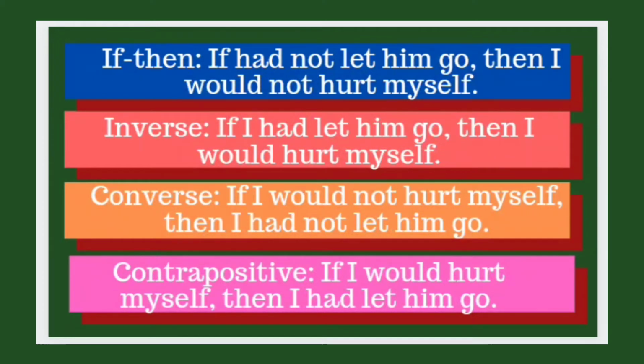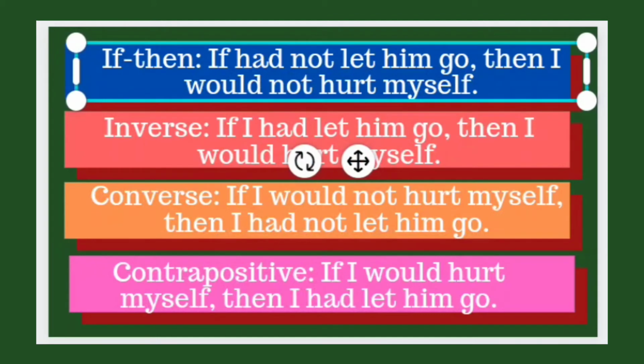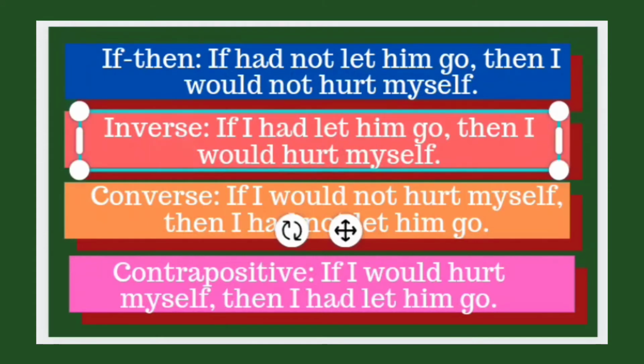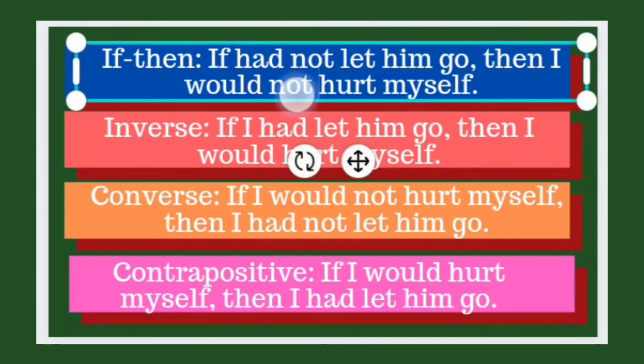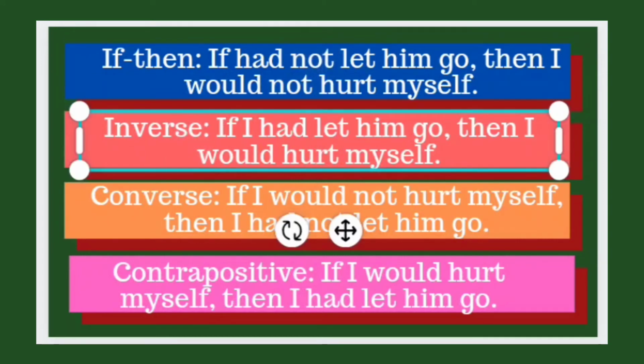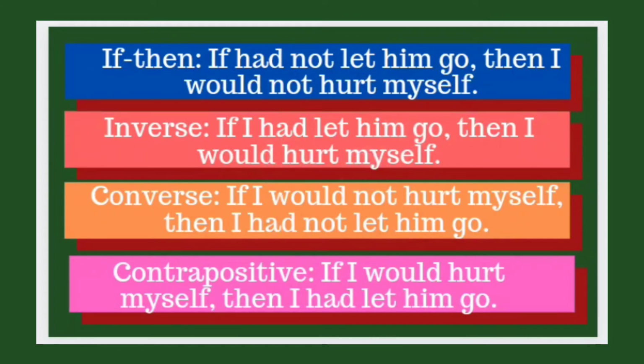Another example, we have our if-then statement or conditional statement. If I had not let him go, then I would not hurt myself. So you have observed that the hypothesis and conclusion are in negative form. So to give the inverse, we are going to take the opposite. The opposite of the negative is positive. So we give the positive form. So we have this one. If I had let him go, then I would hurt myself.